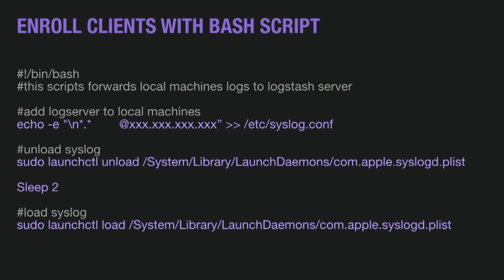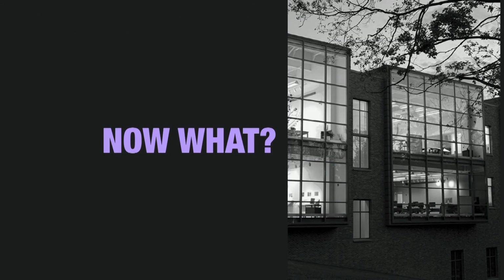So I do this with a bash script and put it in a deployment workflow for a lab. I just echo out whatever the name of our server is to the etc syslog config. I unload the syslog daemon, so I don't have to do a restart. I sleep it for 2 seconds. That's just me being paranoid. I don't know that you have to sleep it. You could unload it and load it back, but this seems to work. And then I load the daemon up, and when the daemon comes back up, it starts forwarding logs. It's quick, it's easy, it works. That way I don't have to physically touch or even Apple Remote restart everything. All right, so now what?